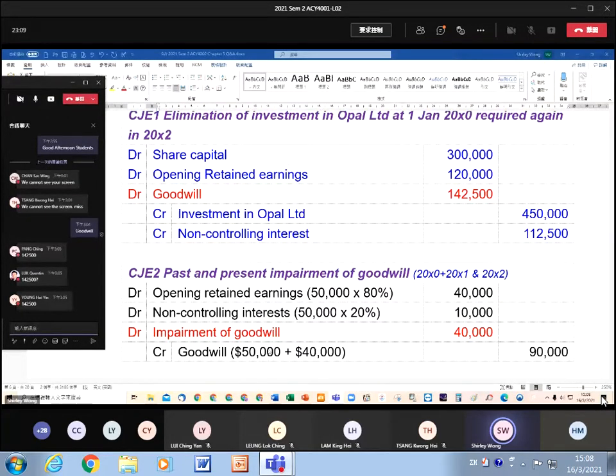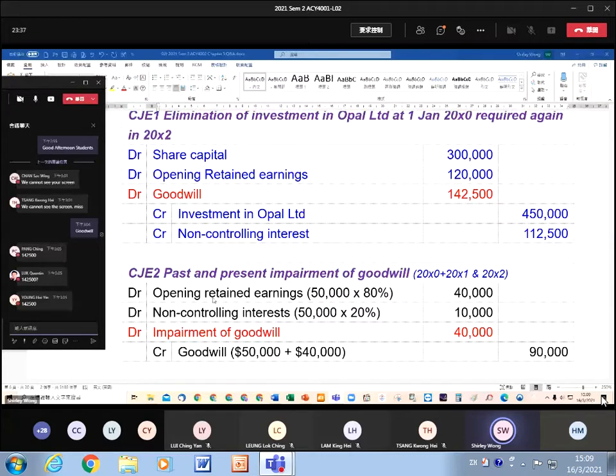You will also write off last year, that is 50,000. And for this 50,000 in last year, we will debit goodwill impairment. And in the current year, you are no longer able to debit goodwill impairment. Therefore, what you can do is debit opening retained earnings and also debit NCI. And the share between them will be 80% versus 20%. So this will be CJE number 2. So please have a look and see if you can do it correctly or not.